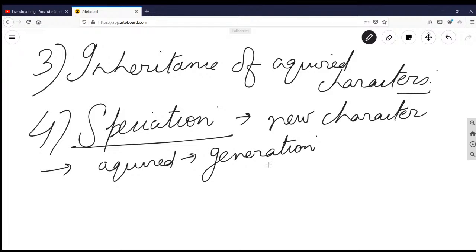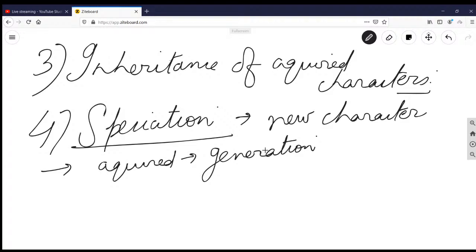And they are transmitted to the next generation, so that new characters accumulate generation after generation and species are formed, which is completely wrong. It is variation accumulation after many continuous, ceaseless generations which leads to speciation. Not that every generation will acquire a character completely and that will lead to speciation, but as per him, this is what speciation was.